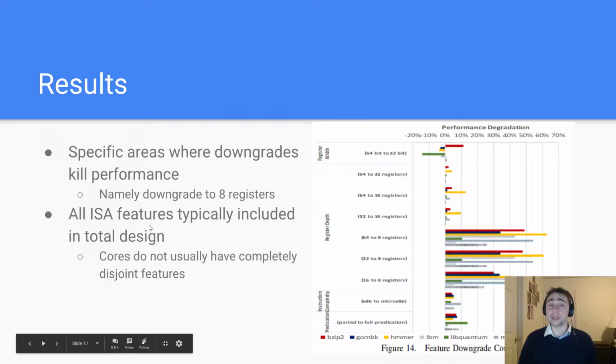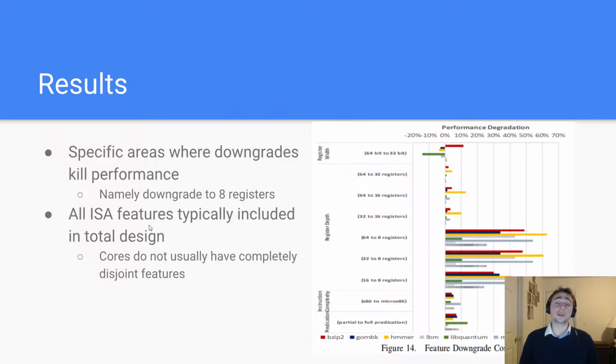Another interesting thing to note is that generally all ISA features are typically included in the total design. So we've got this really great diversity, where the best performing architectures tended to have some with SIMD, some without, some with full predication, maybe some without, but the best ones typically included all of the features. So you'd at least have one core with full predication, another with full SIMD support, one with the full 64-bit registers, and with, say, 32 registers as your register depth.